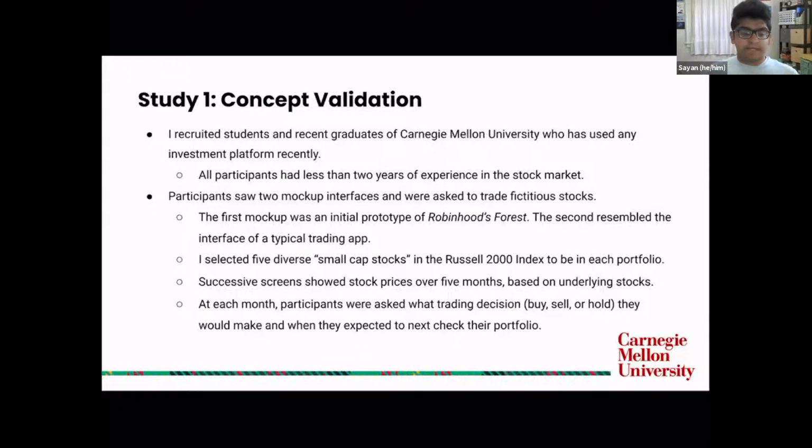In the study, we presented participants with two mock-ups. First was an initial prototype of Robinhood's forest, and another prototype represented a typical trading app like Robinhood. To create the scenario, I selected 5 existing small cap stocks from different industries from the Russell 2000 index. And then I changed their names a little bit while preserving their industry identity. For example, we had Silvergate Film for the entertainment industry. Successive screens in the interface showed stock prices over 5 months, and the prices were derived from the actual underlying stocks. To create the second scenario, I gave the same companies different anonymous names and altered the stock prices marginally.